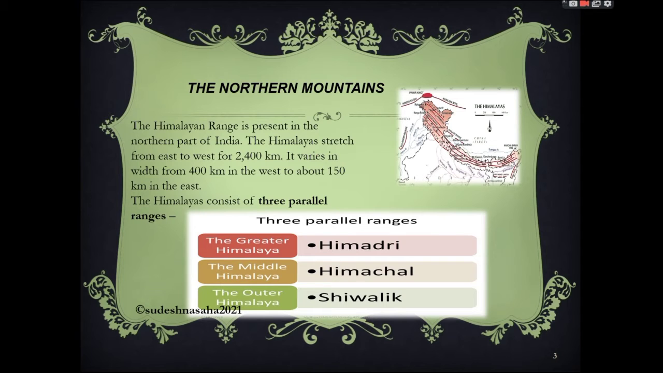The first one is the Greater Himalaya, another name is Himadri. The Middle Himalaya, another name is Himachal. And the last one is the Outer Himalaya, or the Lesser Himalaya, that is known as Shivalik.